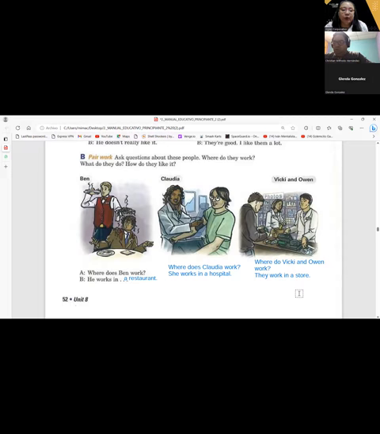Where does Ben work? He works in a restaurant. Where does Claudia work? She works in a hospital. Where do Vicky and Owen work? They work in a store. In a store.